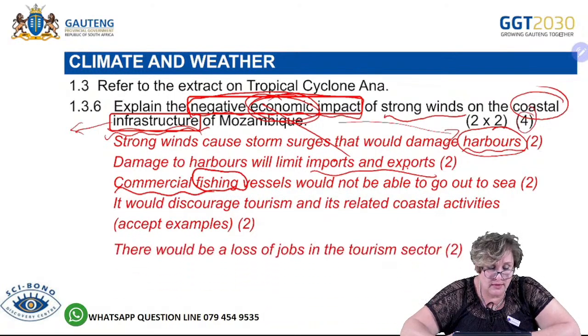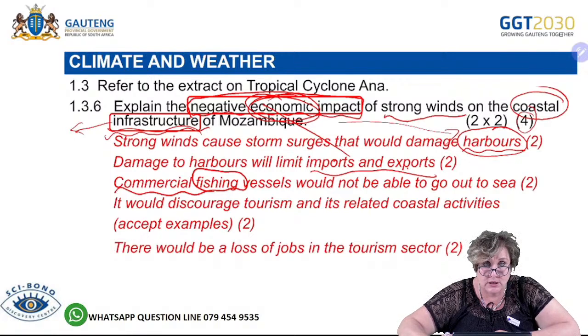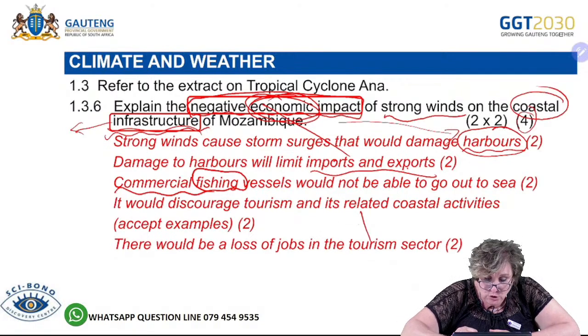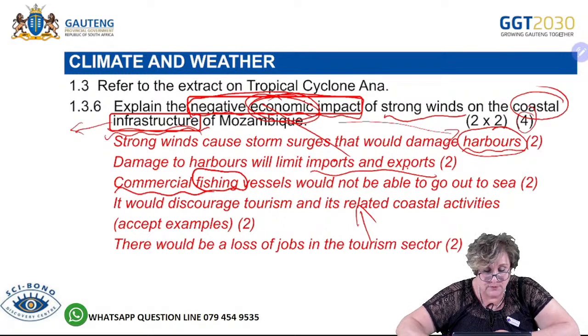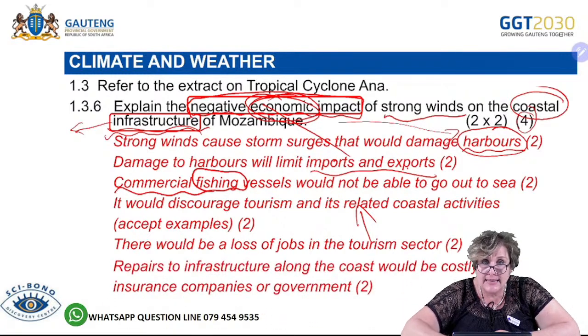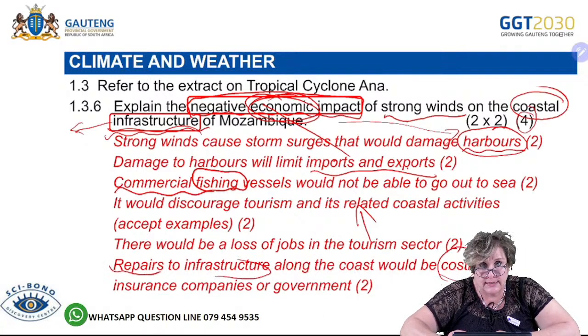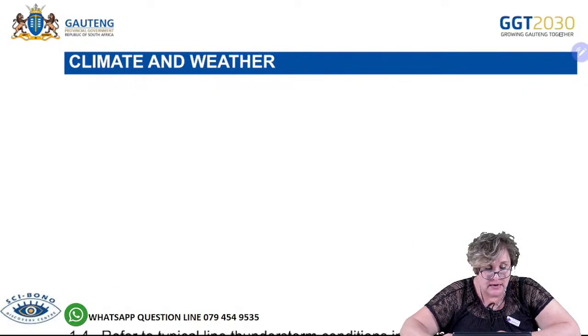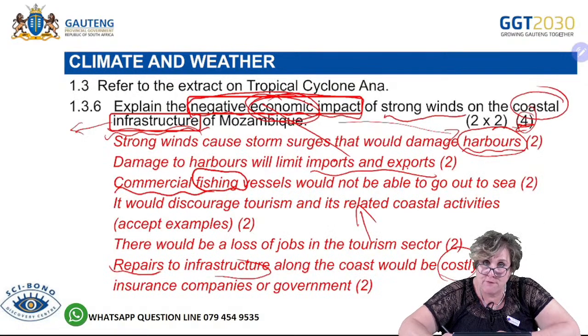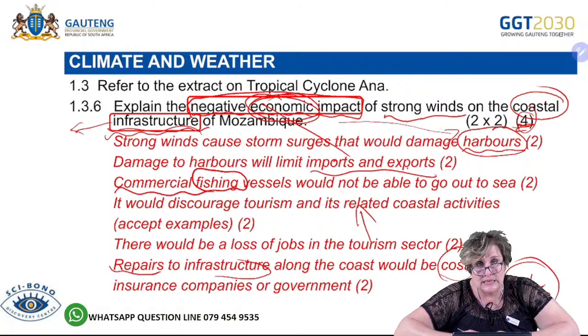So in total, I think that there will be a loss of jobs in the tourism sector because of this. People are too scared to visit that specific area, and to repair the infrastructure is going to be costly. They will have to spend money to repair all this damage that has been done. Yes, this is now out of 15, so I'm going to add another 4. So boys and girls, for this question, it would have been easy to get 9 out of 15.